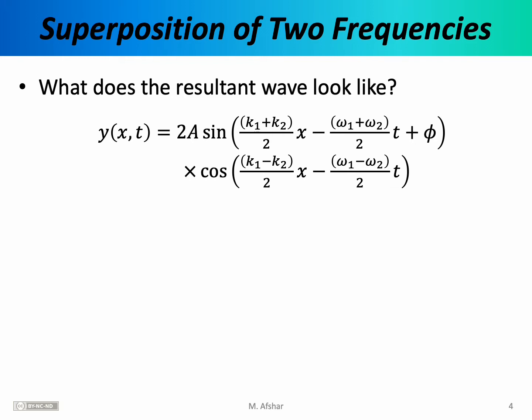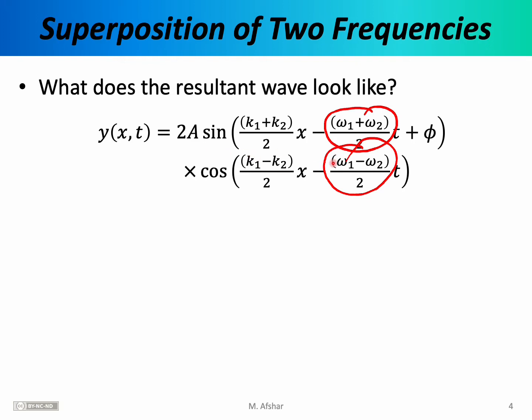Note, however, a crucial difference between the two waves. One of the waves, the sine wave, has an angular frequency that is large. Remember that the number in front of time is referred to as the angular frequency, and if we view the sine function as a wave in its own right, then its angular frequency will be large because it's the sum of omega 1 and omega 2 divided by 2. The cosine function, on the other hand, has an angular frequency that is small because it's the difference of omega 1 and omega 2. So what we have here is the product of two waves, one of them with a large angular frequency and the other with a small angular frequency.